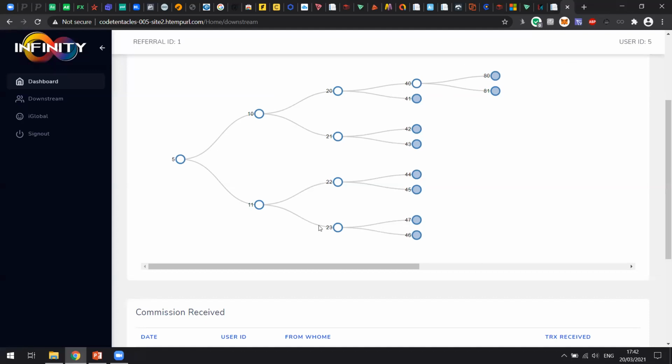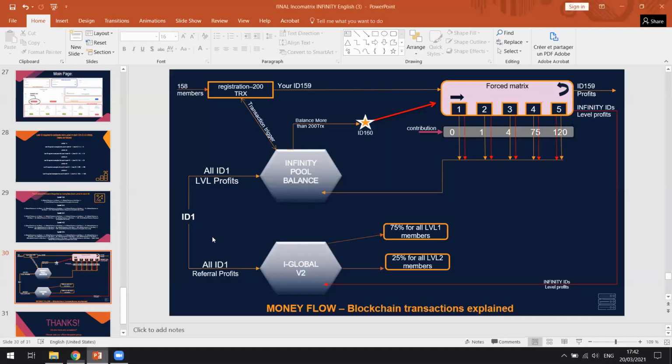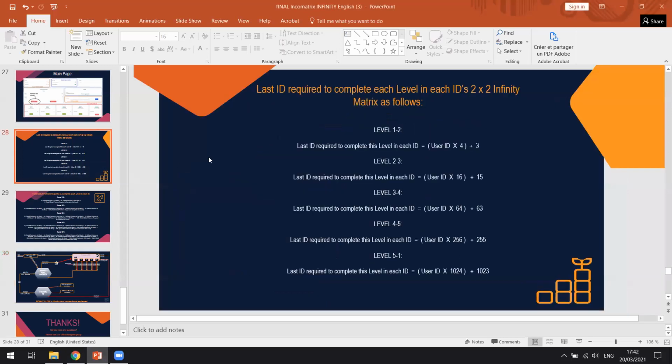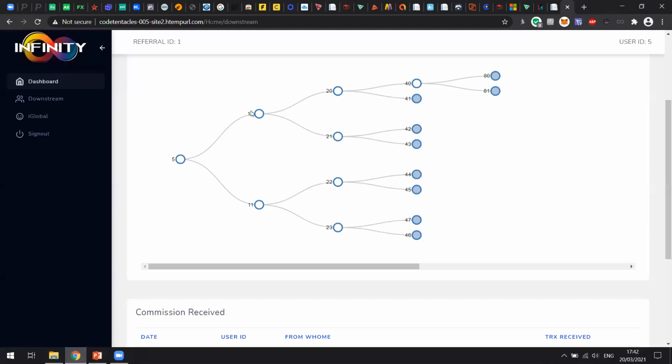So what is the last ID on all of these? It's 23, right? Yes. Okay, so let's go back to the PDF and see what can guarantee ID5 to pass from level 1 to 2. 5 by 4, 20, plus 3, 23. So to pass level 1 to 2, I need ID23 to register for ID5. And that's what happened in here.